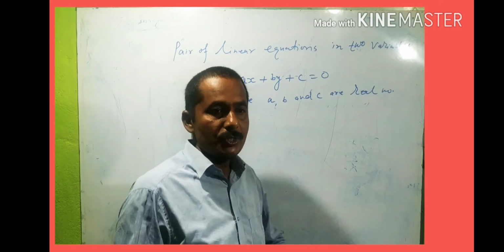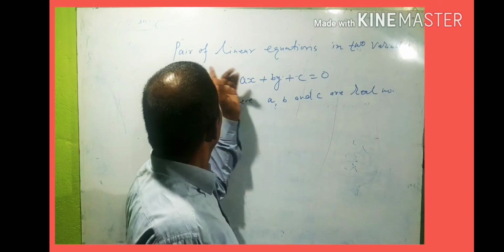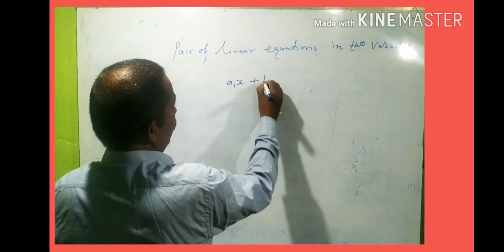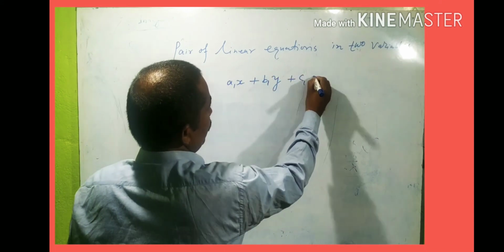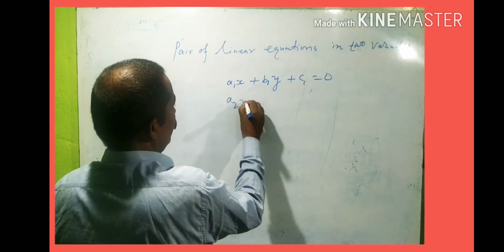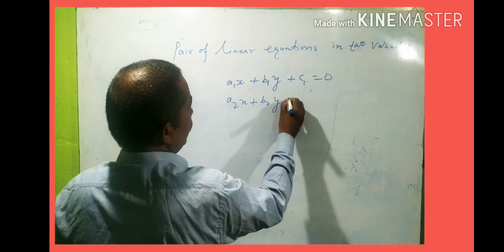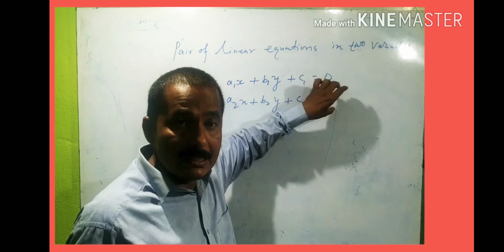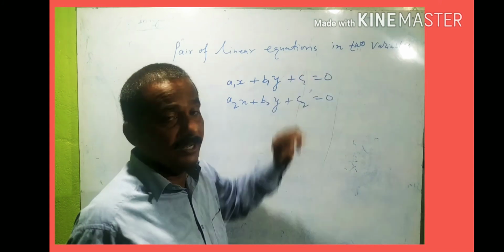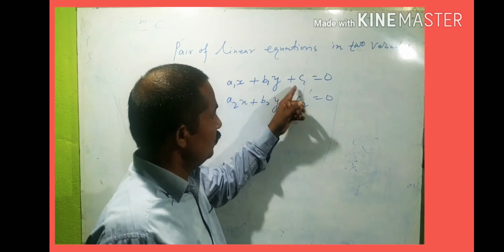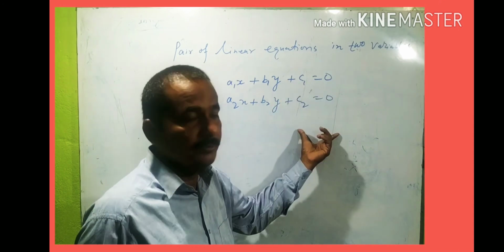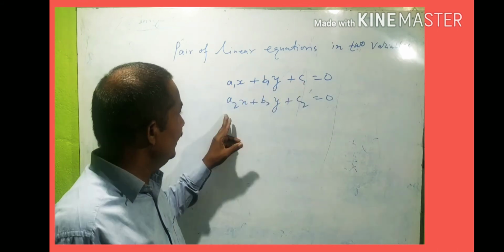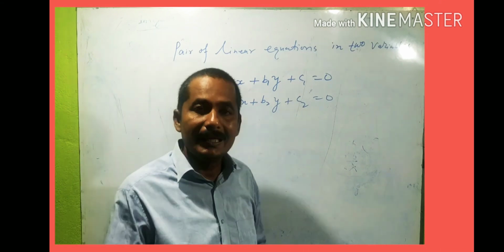The most common form of pair of linear equations in two variables are, please see here, a1x plus b1y plus c1 is equal to 0, a2x plus b2y plus c2 is equal to 0. Really, this is the most common form of pair of linear equations. Pair means two in number. First one, second one. They are forming a pair undoubtedly. And where a1, b1, c1, a2, b2, c2 are real numbers.